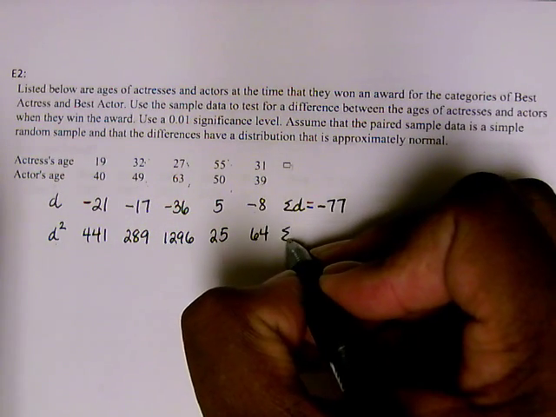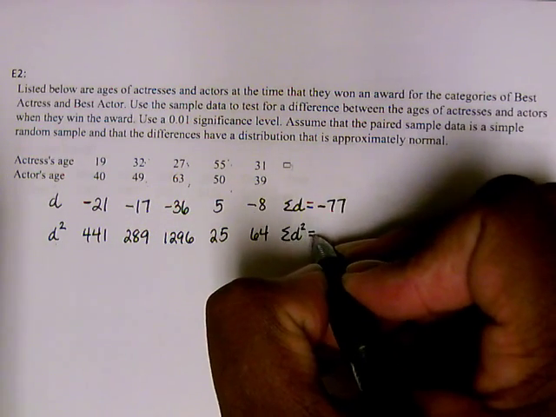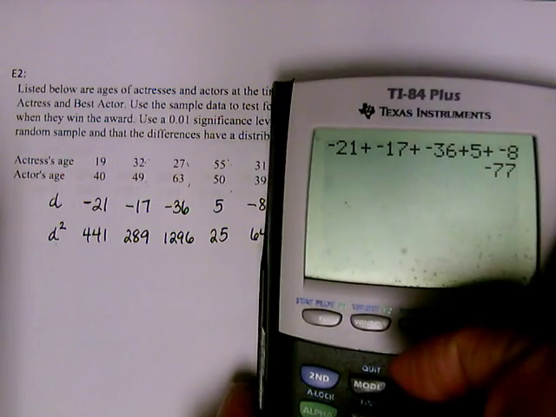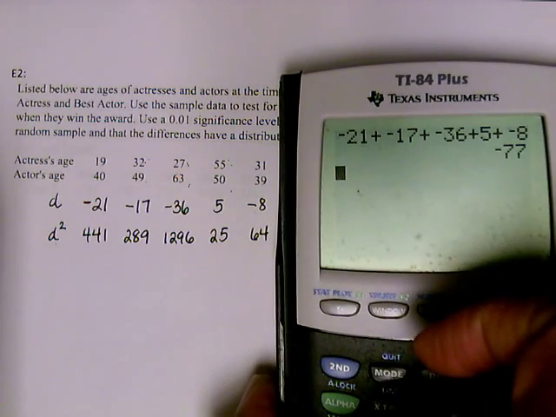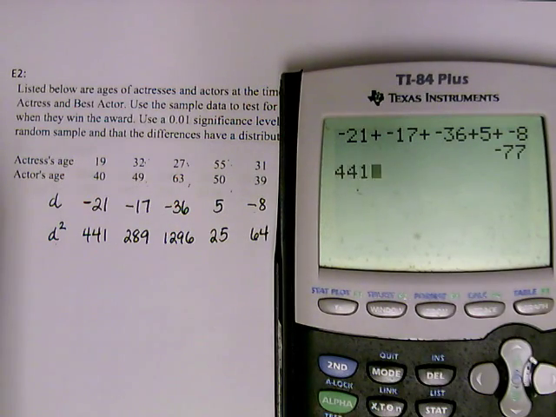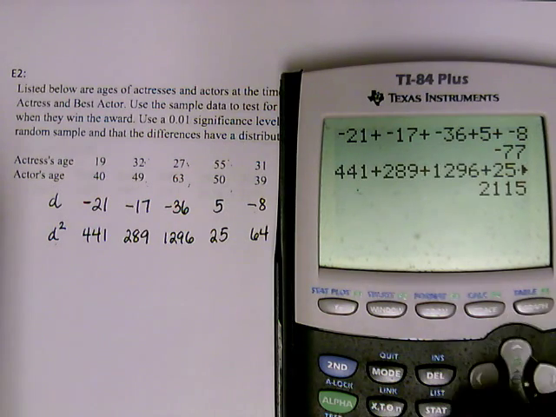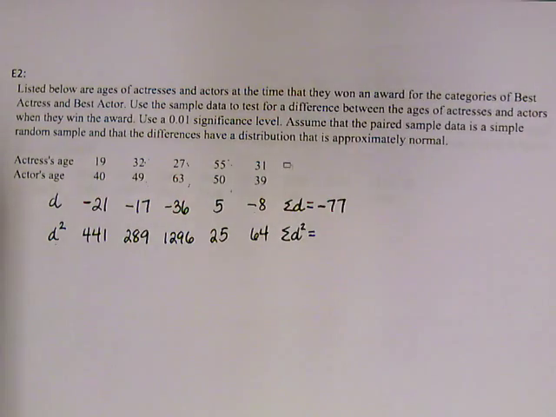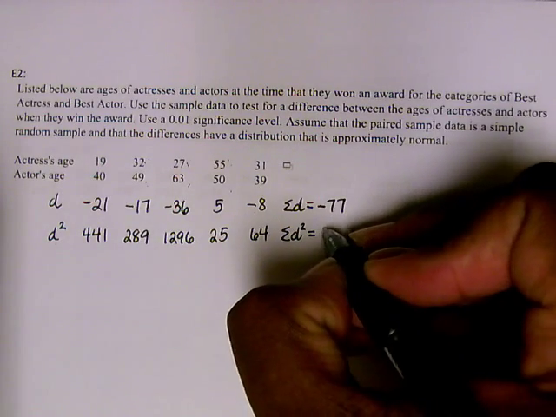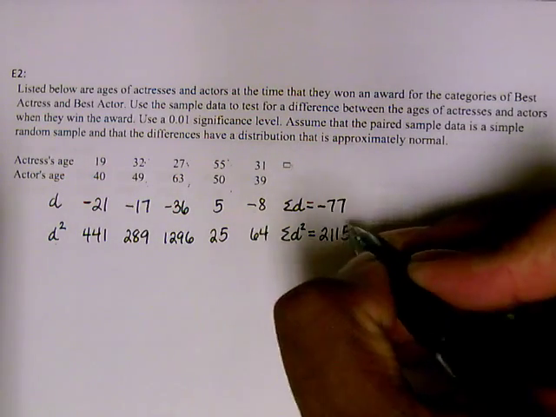And then I'll go ahead and get the sum of all these d squares. So in this case here, 441 plus 289 plus 1296 plus 25 plus 64. That will give you the sum of all your d squares being 2,115.